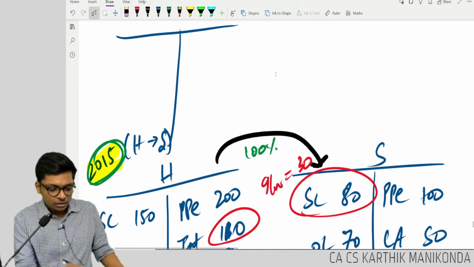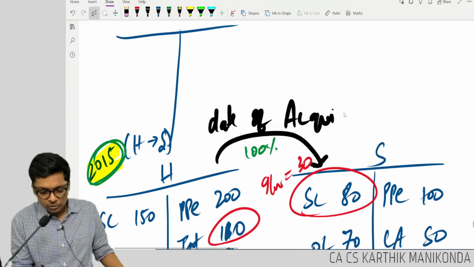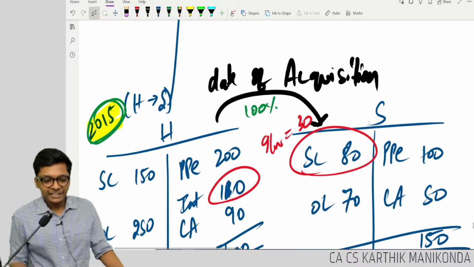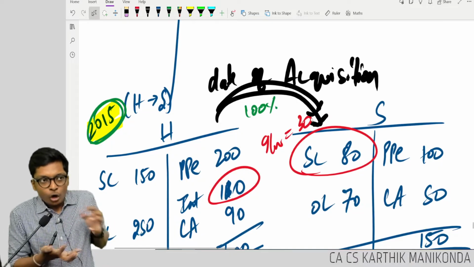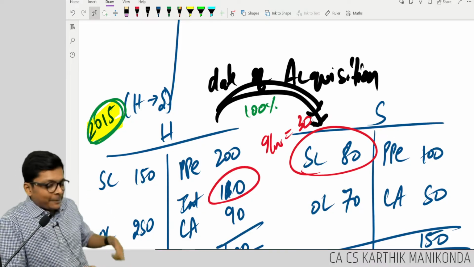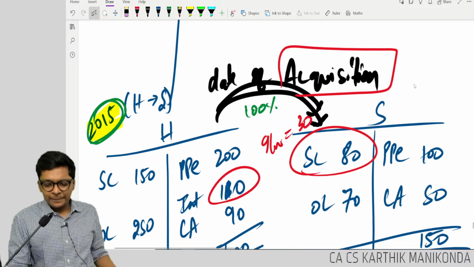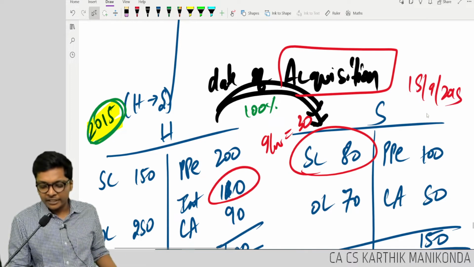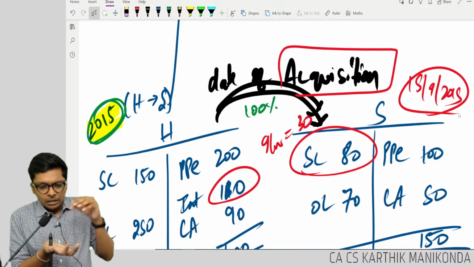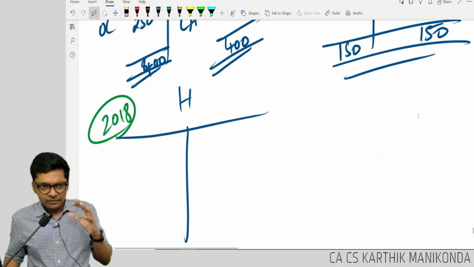This is the, I will call this as date of acquisition. Why do I call it date of acquisition? The date on which holding subsidiary relationship was established. Will this be balance sheet date of acquisition? It can be any date, for example 15th September 2015, because you find this on the date when you purchased. Correct? I'll explain, I'll spend time guys.